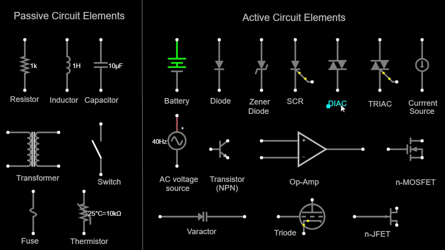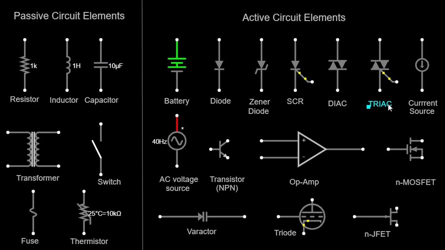DIAC, diode for alternating current. A DIAC is a two-terminal device that conducts current in both directions when a certain voltage threshold is reached. It is often used in triggering triacs and other devices in AC circuits. DIACs are represented by two diodes connected back-to-back.